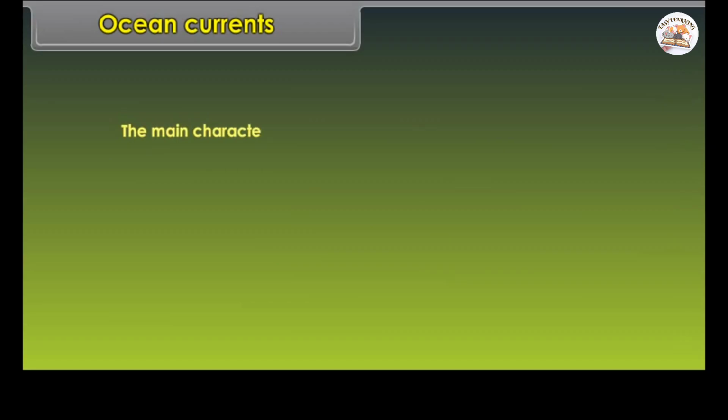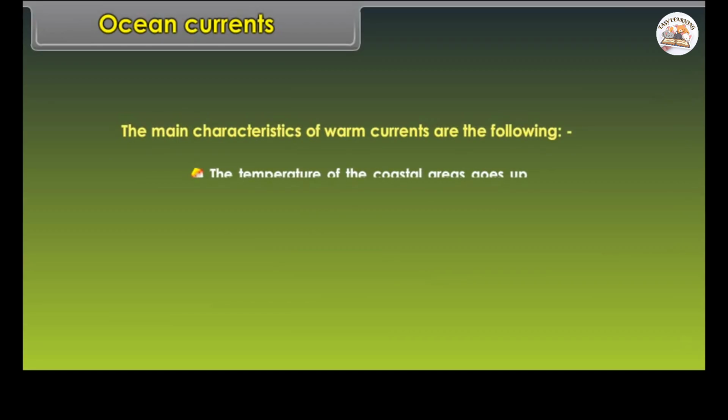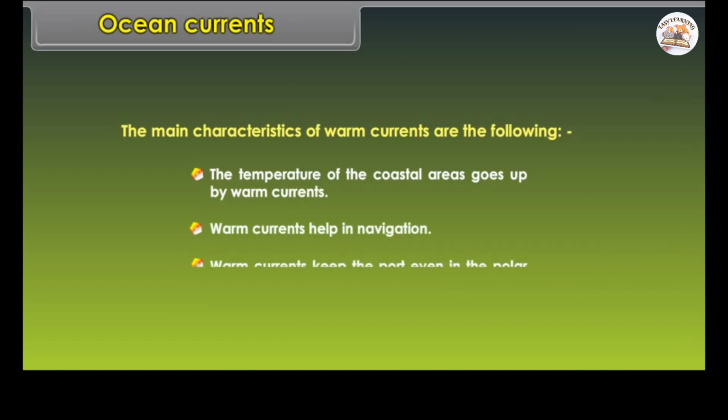The main characteristics of warm currents are the following. The temperature of the coastal areas goes up by warm currents. Warm currents help in navigation. Warm currents keep the port, even in the polar region, free from ice.